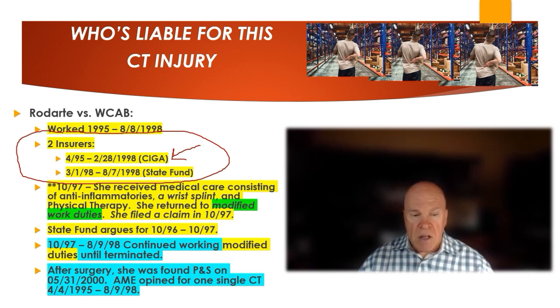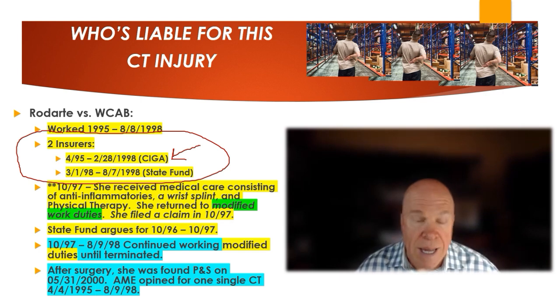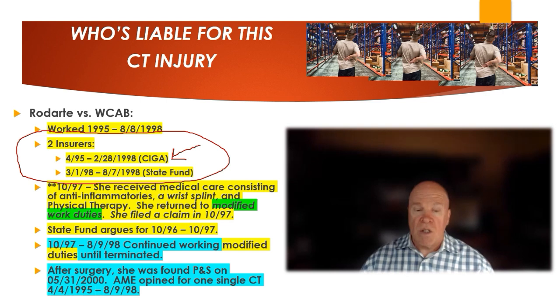So State Fund argued for the liability period through 96 and 97, prior to their liability period in 1998, over a short 5-month period of time. Okay, so that's what State Fund argued.